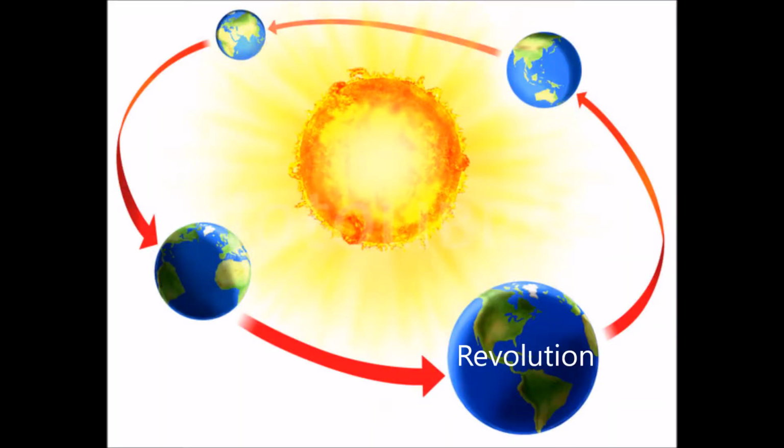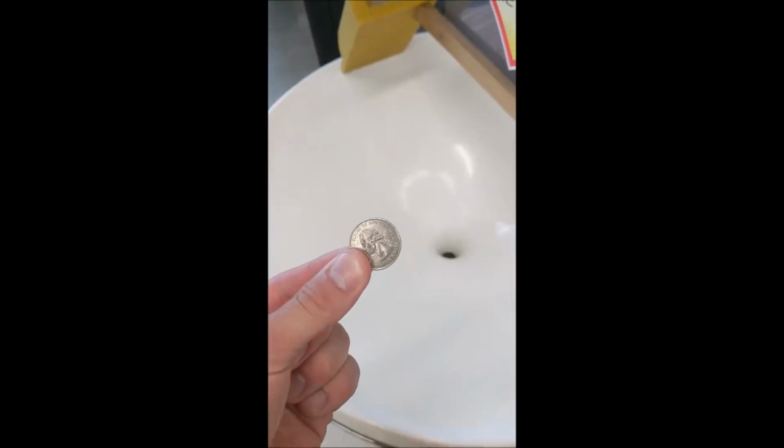Next, let's talk about revolution. Revolution is when a planet revolves around another planet. Imagine that this quarter is the Earth. That black hole in the middle is the Sun. The quarter revolves around that black hole. Luckily, though, our Earth doesn't get that close to the Sun, otherwise it'd get really hot.